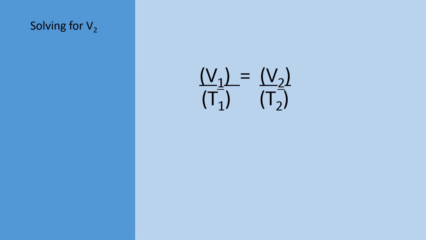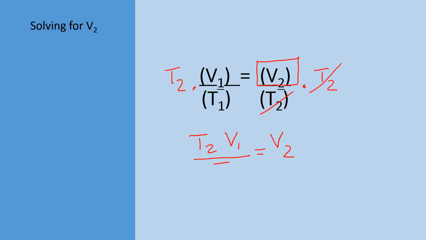If we need to solve for our ending volume, we need to get our volume by itself. So we multiply both sides, in this case, by T2. Cancels out. So we have V2 is equal to T2 times V1 over T1. Or V2 is equal to T2 times volume 1 divided by the initial temperature.